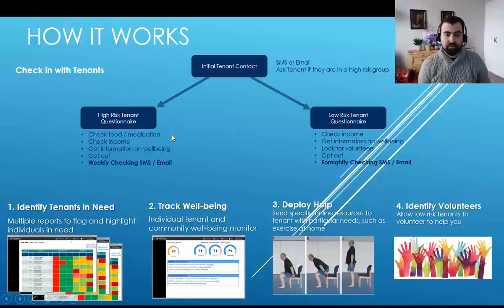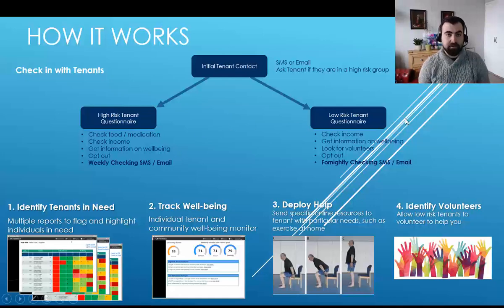High-risk tenants will then receive weekly check-in emails and SMSs for them to update their status on the critical and the well-being factors. They'll also have the opportunity to opt out, to leave a comment about how they're feeling. But really the predominant reason for doing this is to get an up-to-date status for them. Do they have food and medication? Do they need you to help them with food or medication? Has their income been drastically affected?